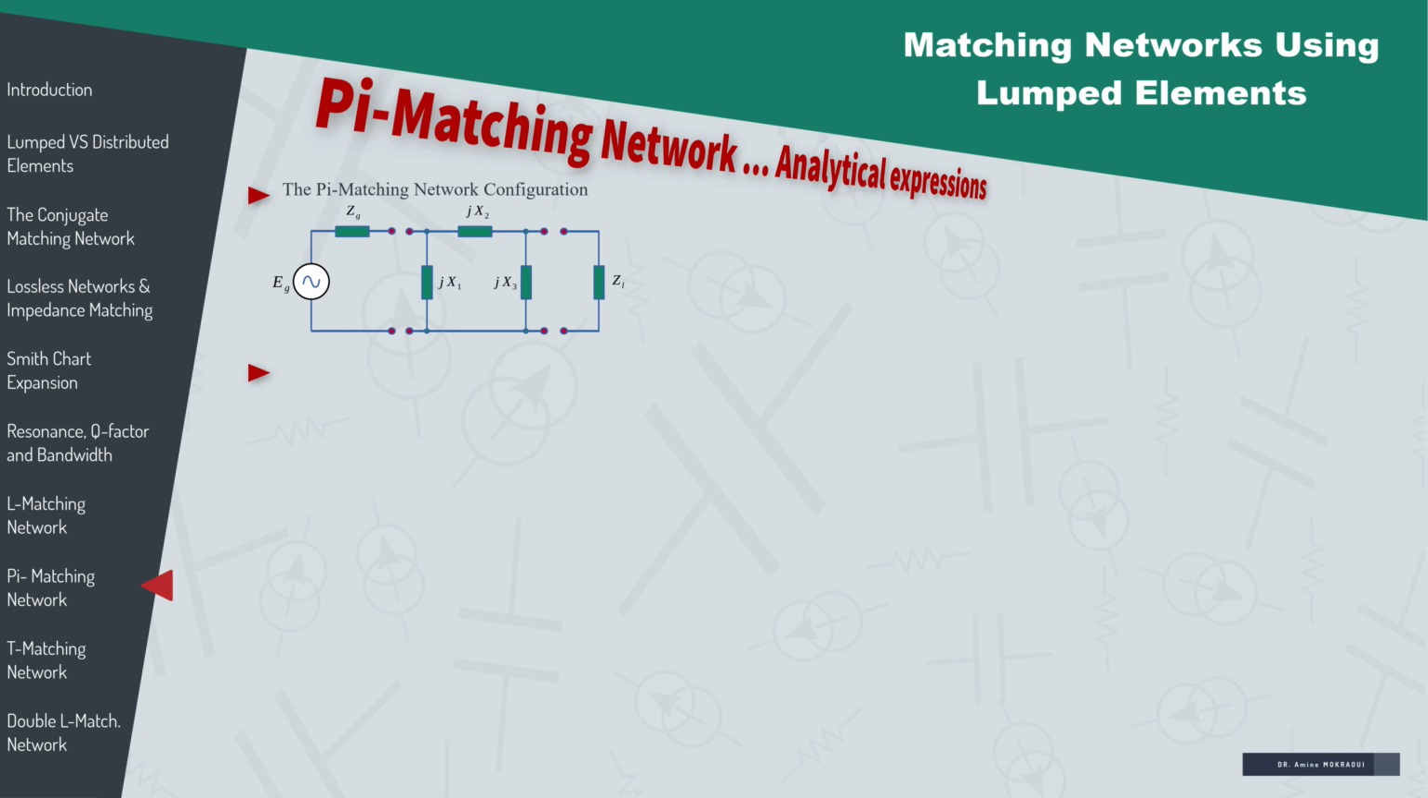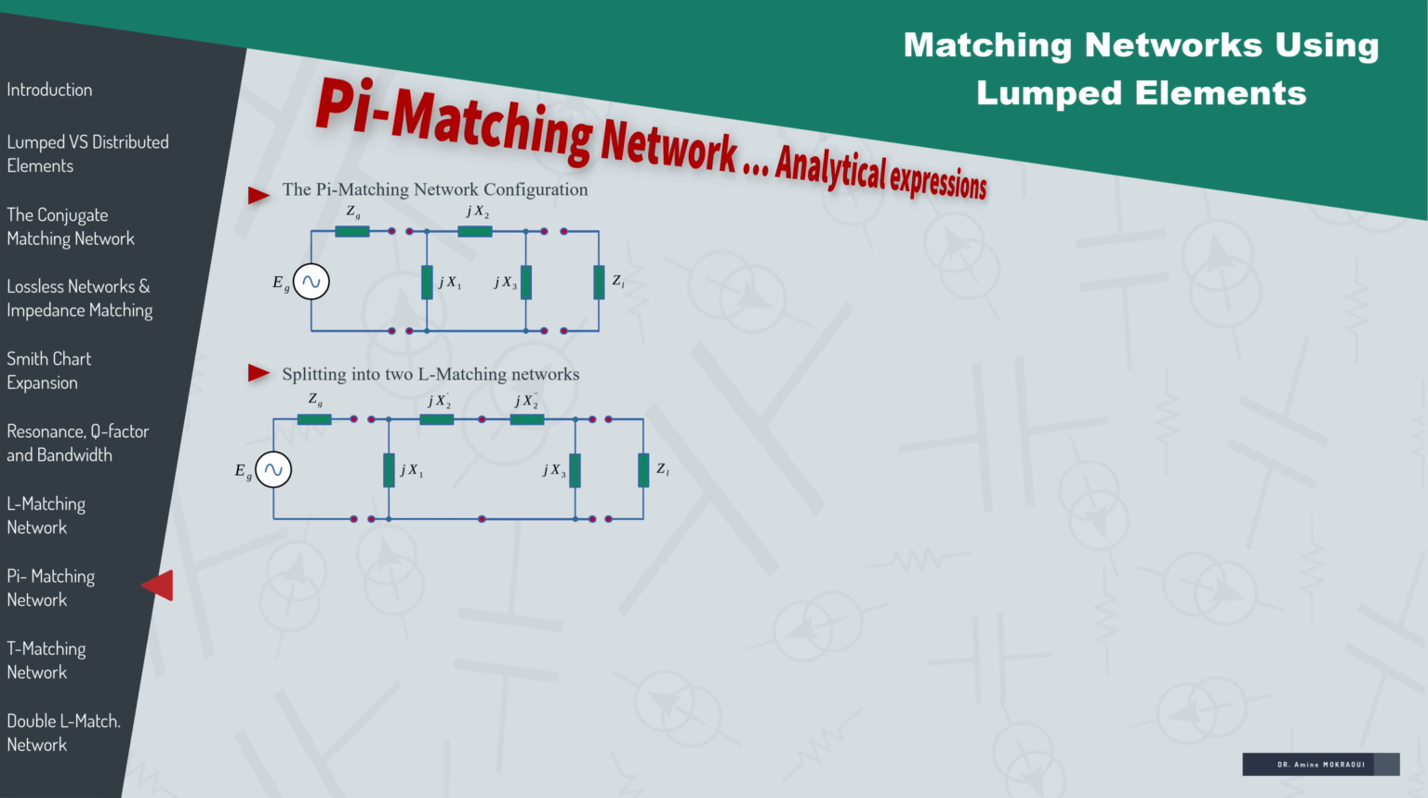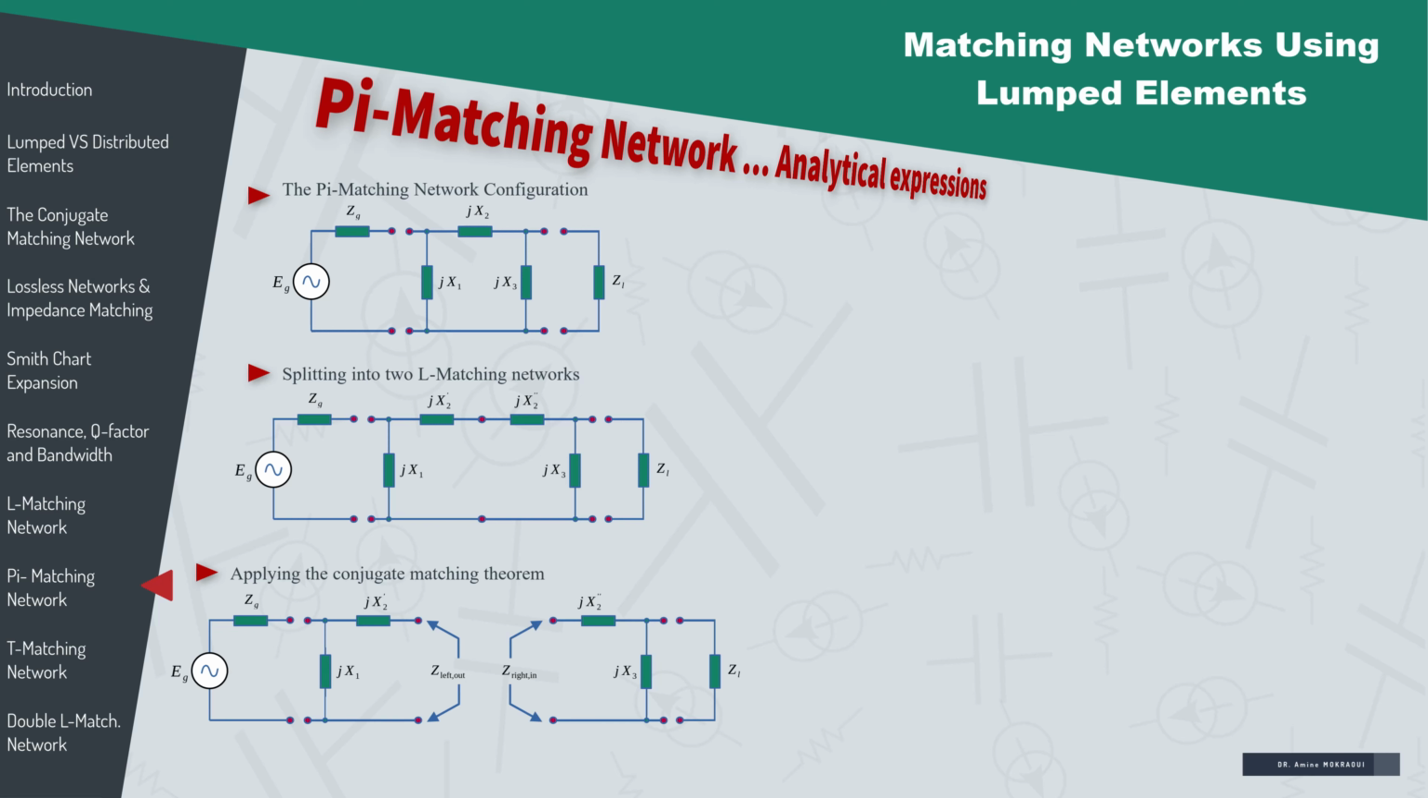For this purpose, we split the matching circuit into two sub-circuits as shown in the following figure. To realize impedance matching, it suffices that the output impedance of the left circuit be equal to the conjugate of the input impedance of the right circuit. That is, Z left out equals the conjugate of Z right in.